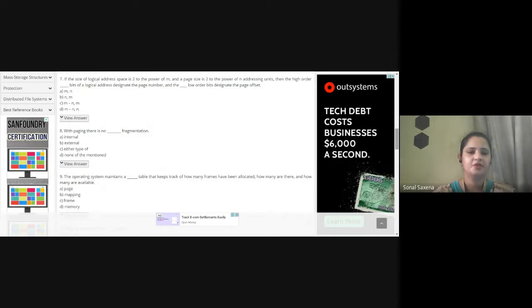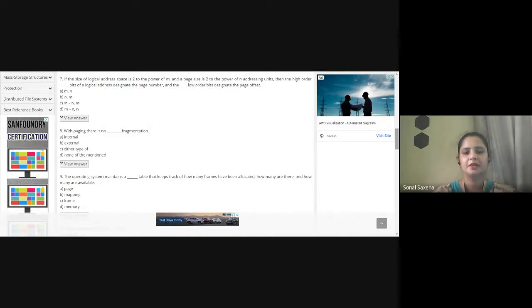And with paging, there is no dash fragmentation. Which type of fragmentation doesn't occur? Is it external or is it internal? Need to answer this. And question number 9 says the operating system maintains a dash table that keeps track of how many frames have been allocated, how many are there, and how many are available. So out of these four, what do you think? What is the correct answer? Just try to answer quickly.